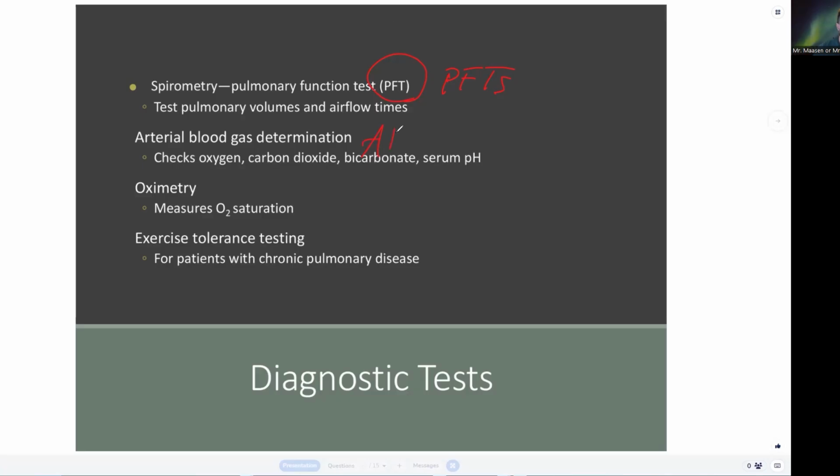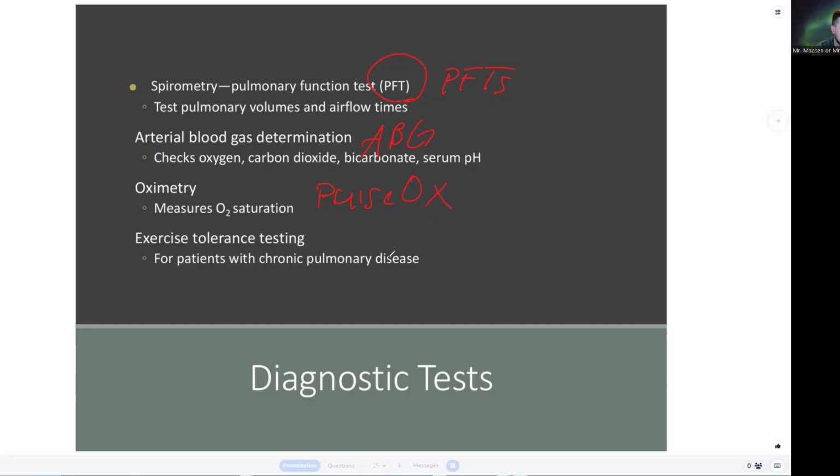ABGs are always good because that's going to show us acid base imbalances. That's going to show us carbon dioxide and O2 levels. We could do a pulse ox, the usual shorthand for this. Pulse oximetry is just a little probe that you put on someone's finger, and it bounces an infrared signal into their nail bed to look at hemoglobin versus oxygen concentration and give us a percentage. Typically 94 to 95% to 100% is considered good. Anything less than that is considered on the lower side.